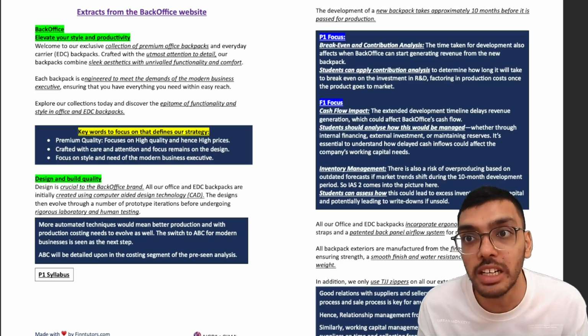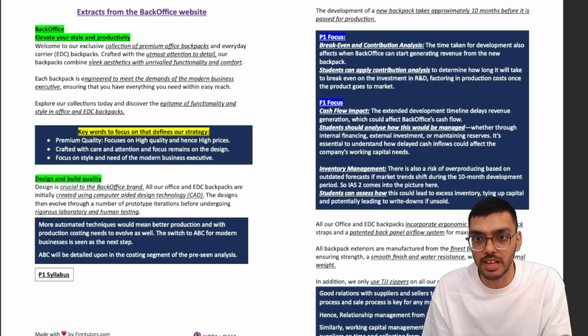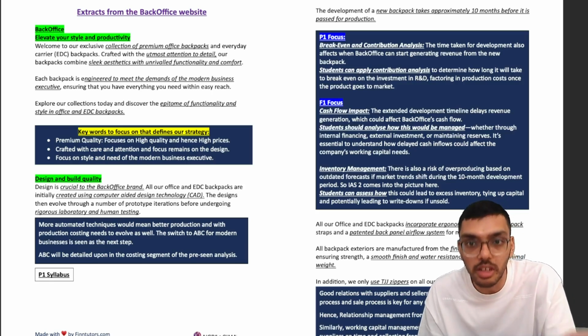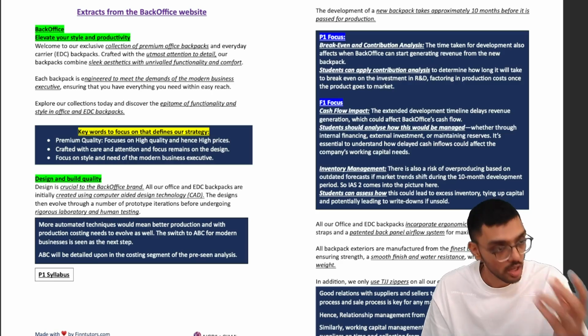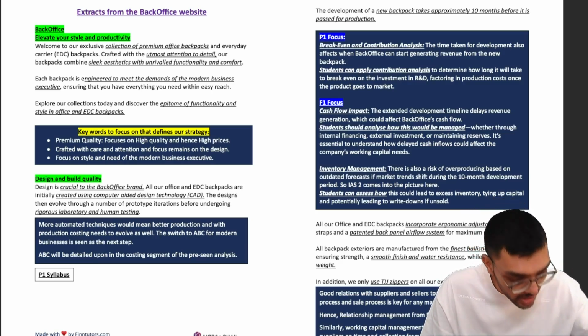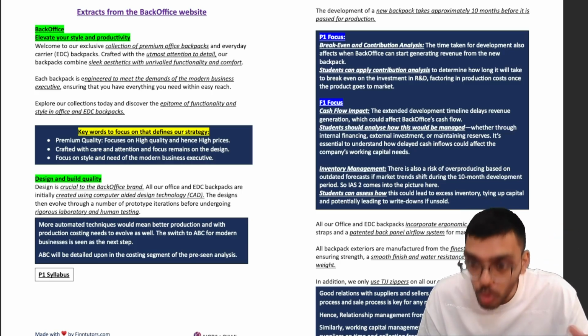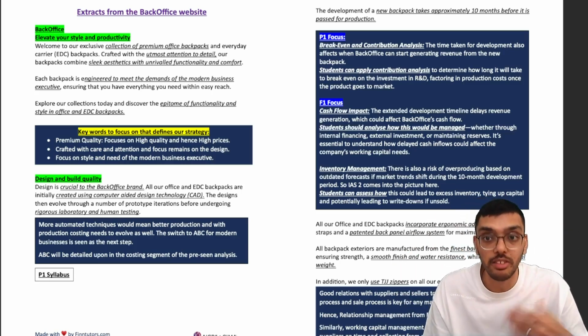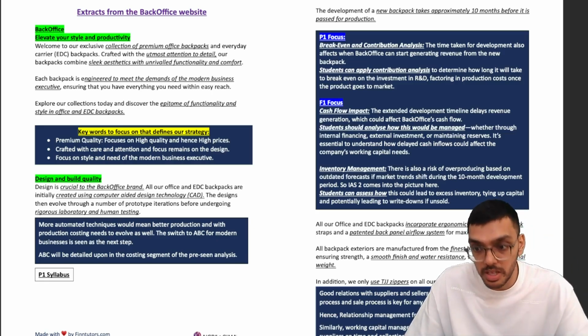And comes inventory as well. It's not something that you can just make and then start selling. It takes a 10-month development period. So IS2 from your F1 syllabus comes into the picture. Having the right amount of inventory, the right amount of production so that sales can be made is important. So inventory management is key, F1 syllabus.